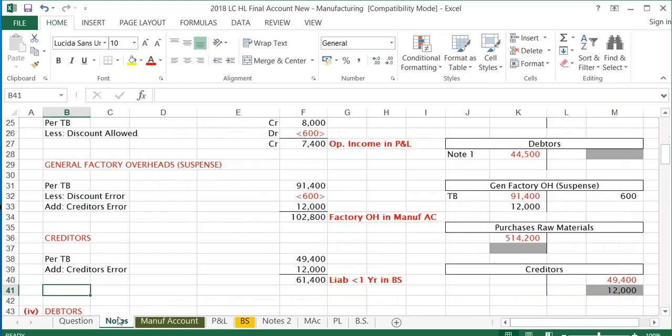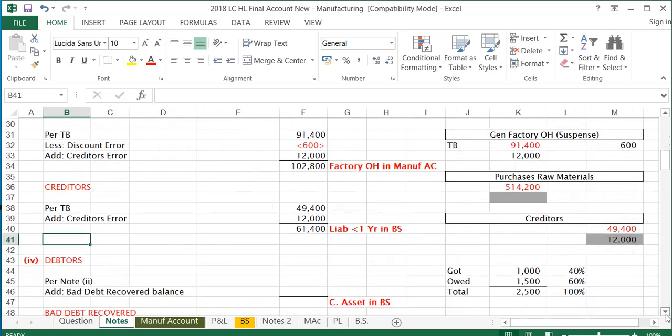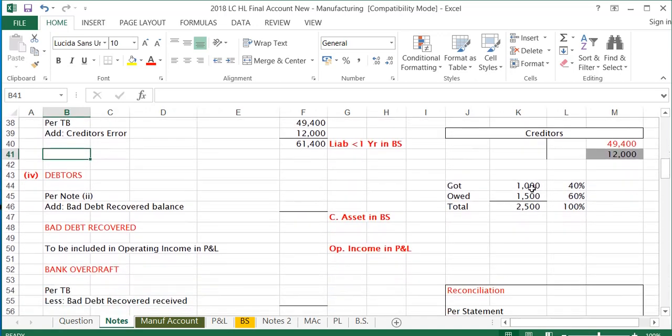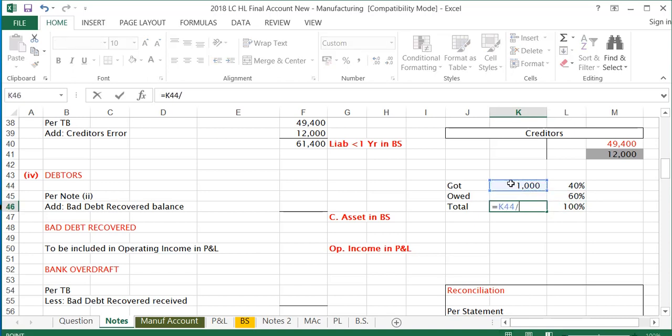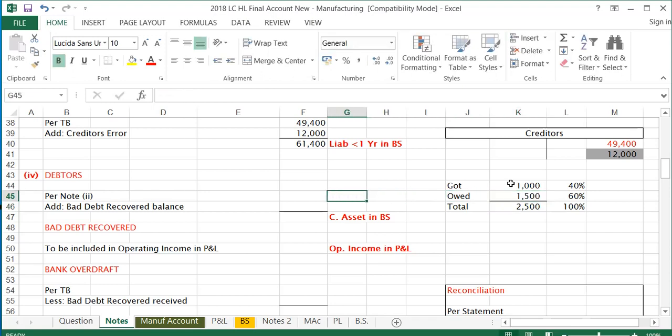So to have a look at this note, the first thing here is that we received €1,000. Now that 1,000 is 40%. So to see what the whole debt is, if I get my 1,000 divided by 40 multiplied by 100, the whole debt must have been 2,500, so we're still owed €1,500. So the amount we're owed, the €1,500, will be added on to debtors.